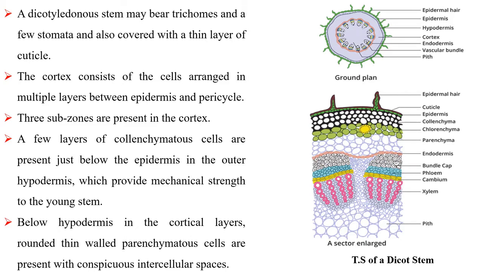A few layers of collenchymatous cells are present just below the epidermis in the outer hypodermis, which provide mechanical strength to the young stem. Below the hypodermis are the cortical layers. Rounded, thin-walled parenchymatous cells are present with conspicuous intercellular spaces.